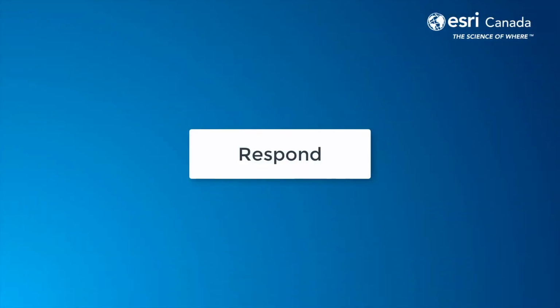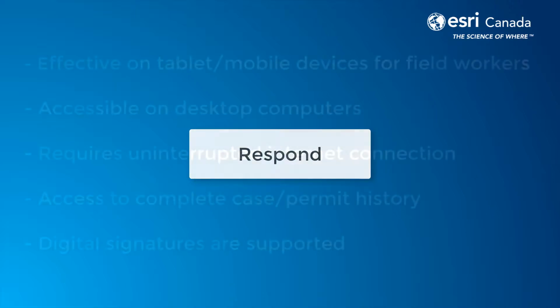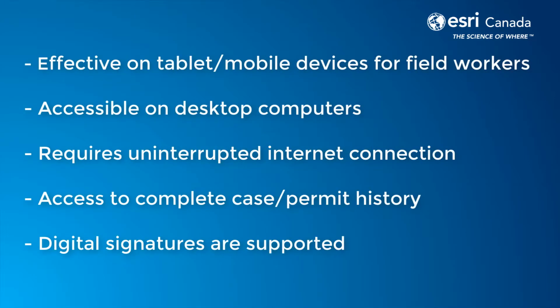Let's explore Cityworks PLL in the Respond app version 2.0. Respond is a mobile responsive version of Cityworks. PLL in the Respond app will allow users such as field workers to conduct permit processing while on a tablet or mobile device. However, it can also be used on a desktop computer. Respond requires a constant internet connection, but does offer additional features, including access to the complete case history. Digital signatures are also supported in the most recent release.